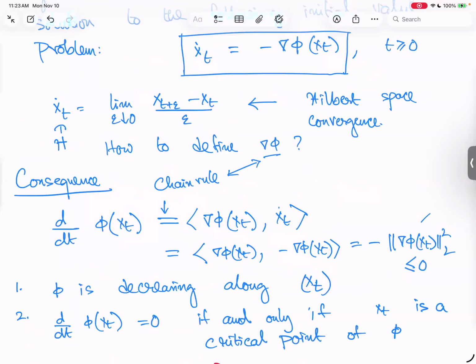I'm talking about a curve in the Hilbert space where x dot t is minus the gradient of phi of x t. And any such curve, when starting from x0, must satisfy that the function is decreasing along the curve. And the only way it can get stuck is if I have reached a critical point of phi.